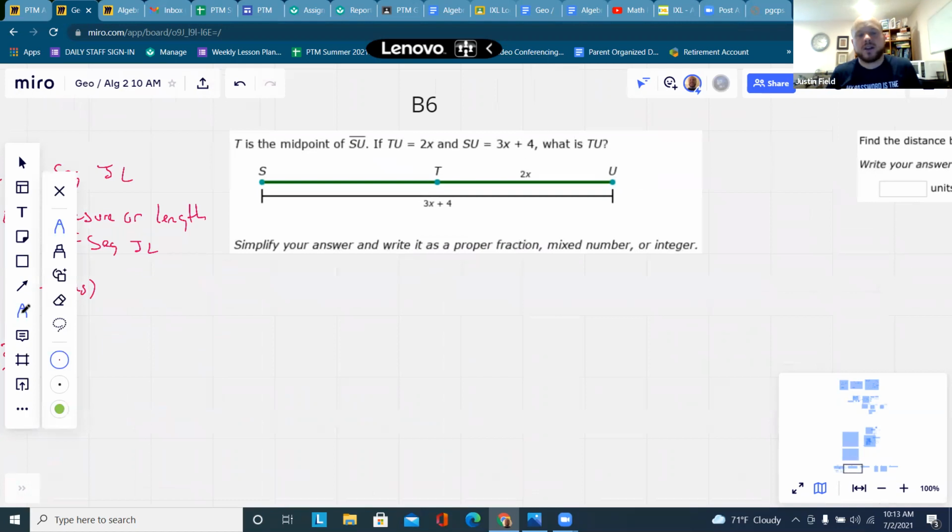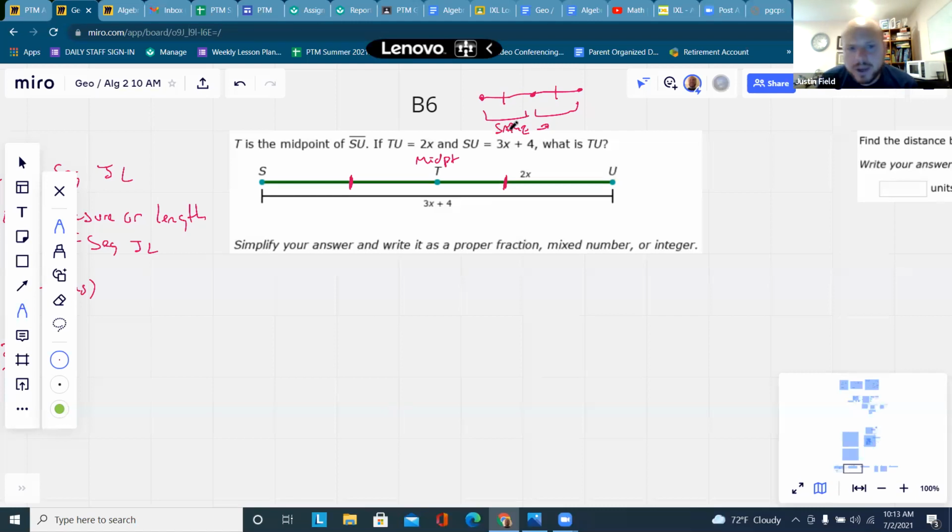Next up is midpoint. T is the midpoint of SU. So this is the same thing, only now you can see that the point is in the middle. It's the midpoint, so that means that ST and TU are equal. They're congruent. And whenever segments are congruent, we use a little hash mark. So at the midpoint I put a hash mark and a hash mark, and that means these are the same. That's the idea.